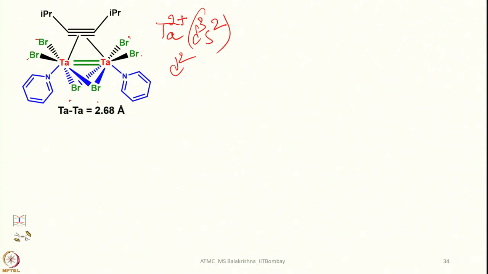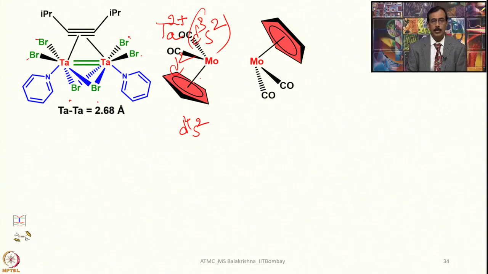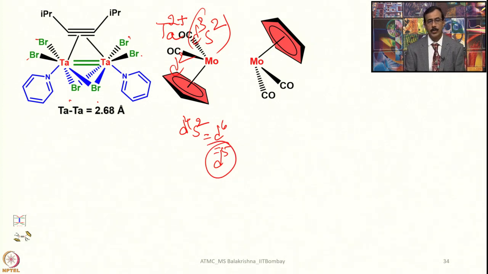Now let us go to another example here. So now we look into this one. Each molybdenum has 2 carbonyl groups and 1 Cp group, and of course here molybdenum, let us consider d4s2, 6 electrons are there, and now 1 is negative, so molybdenum should be in plus 1 state. As a result, what happens? This d6 becomes d5. If d5 is there, you should recall the previous diagram I showed you.